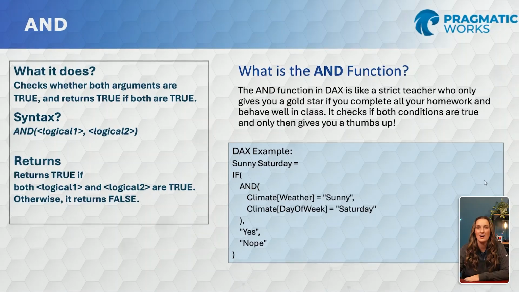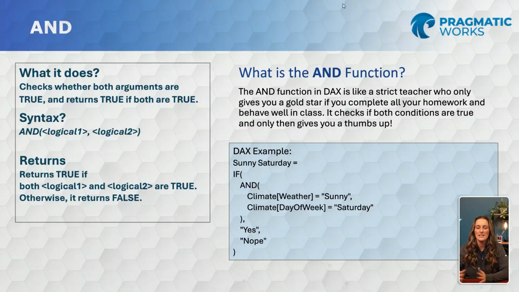Let's go ahead and talk about the AND function in Power BI using DAX. As you can see on this slide, what the AND function does is check whether both arguments are true, and it returns true if both of the arguments are met. This is a logical function, so you use it just like any logical conditional function within Power BI.